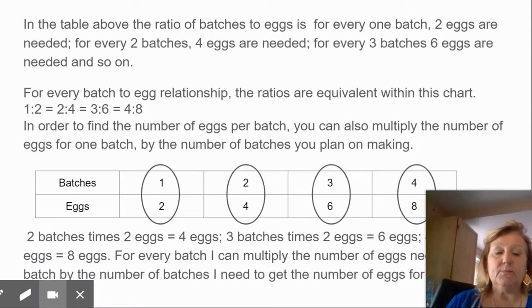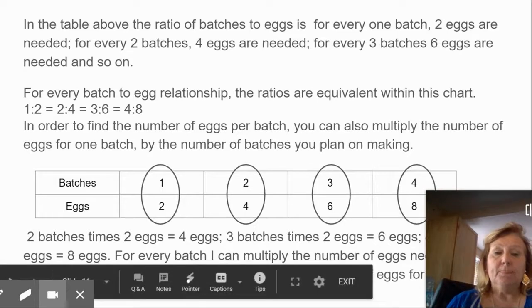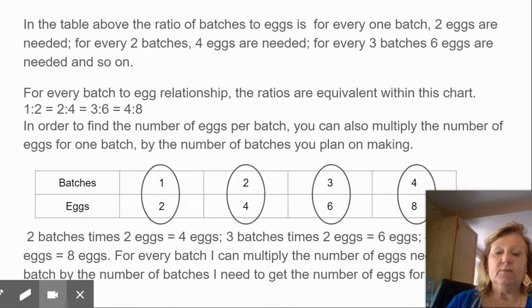So let's go ahead and take a look back at our batches and eggs. In the above table, 1 batch took 2 eggs. For every 2 batches, you had 4 eggs. For every 3 batches, you had 6 eggs. For every 4 batches, you had 8 eggs. These are all equivalent ratios. So the ratio 1 batch for 2 eggs is the same as 2 batches for 4 eggs, 3 batches for 6 eggs, and 4 batches for 8 eggs.